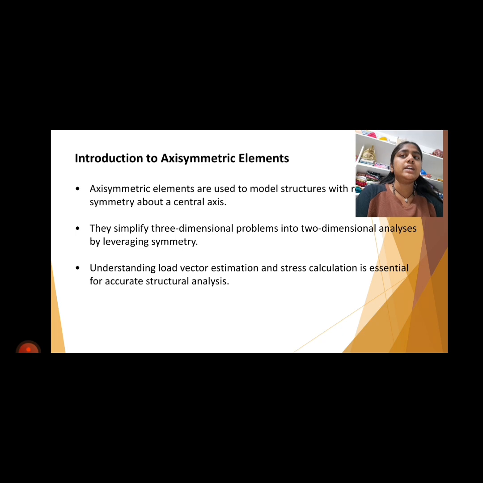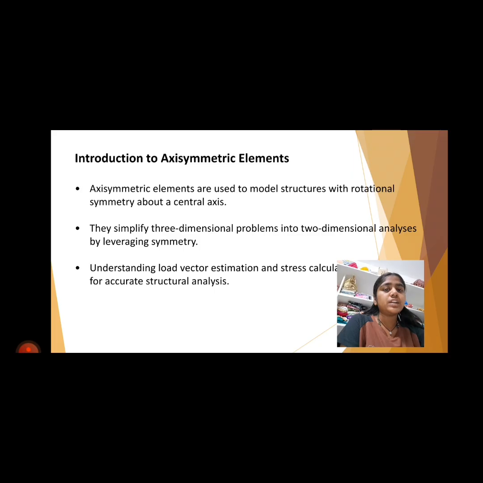accuracy. In axisymmetry analysis, the geometry, material properties, loading conditions and boundary conditions are assumed to be symmetric about an axis of rotation. The estimation of the load vector and stresses is a critical step in the finite element formulation of such problems, as it directly affects the accuracy of displacement and stress prediction.